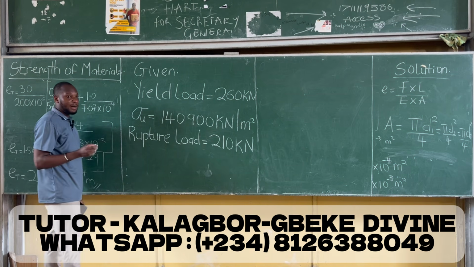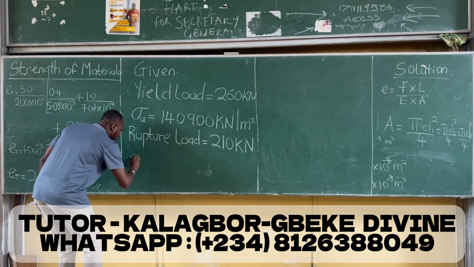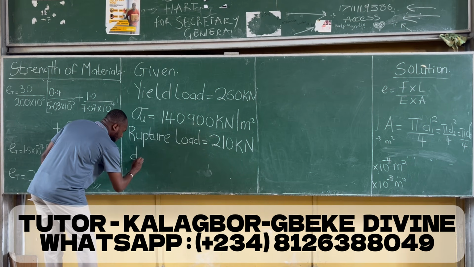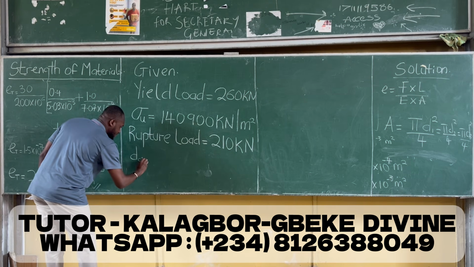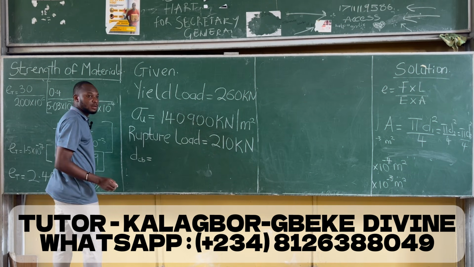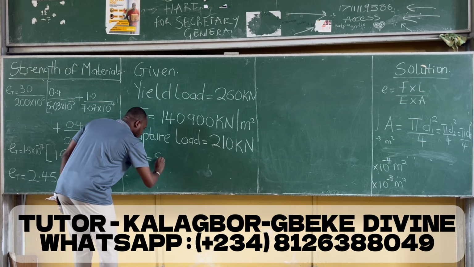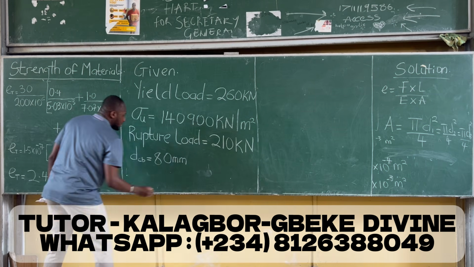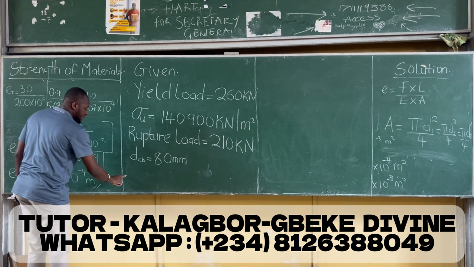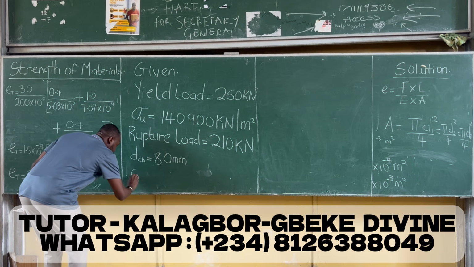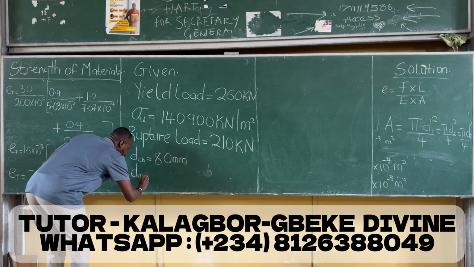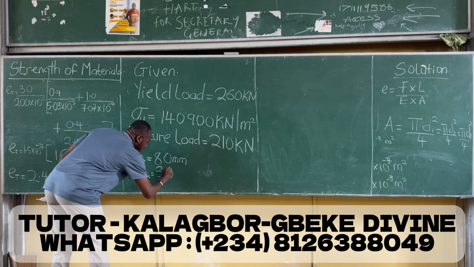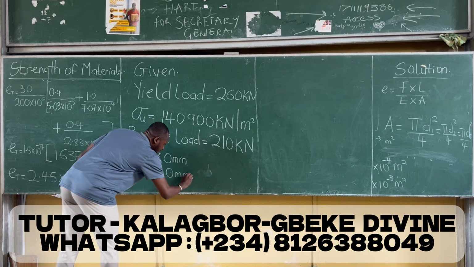The diameter of the circular bar. So the D1, circular bar, let's say DCB. That diameter of circular bar is what? 80 what? Millimeters. The next one, the second diameter, the neck diameter, that is D neck, is what? 30 what? Millimeters. What else?